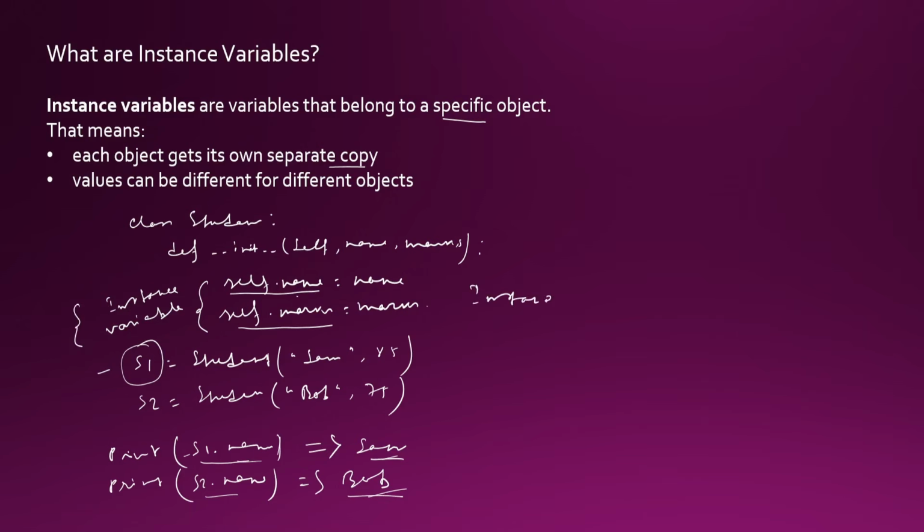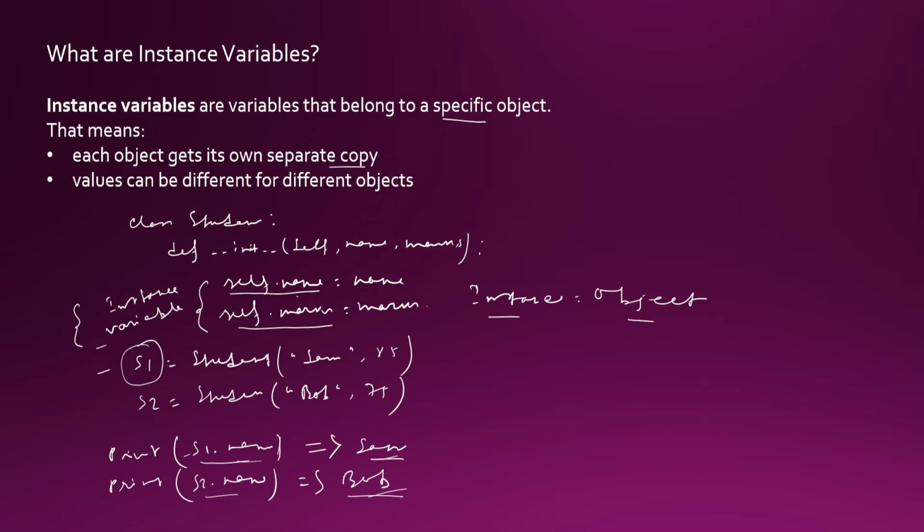Instance means object. That means it is an object specific variable, an instance specific variable, and that is why it is called instance variable. Always remember, instance variable belongs to the object. It is an object specific variable and it has a different value with a different object.